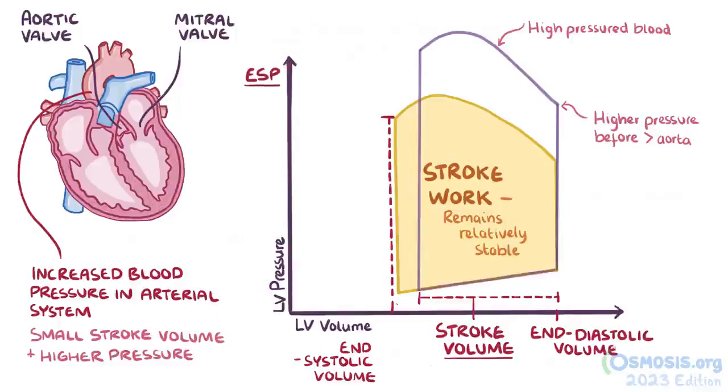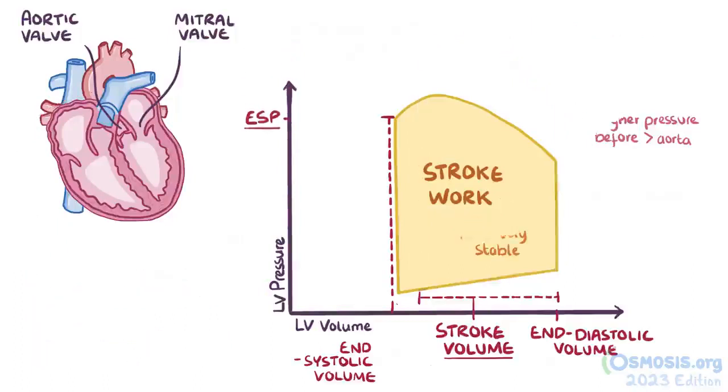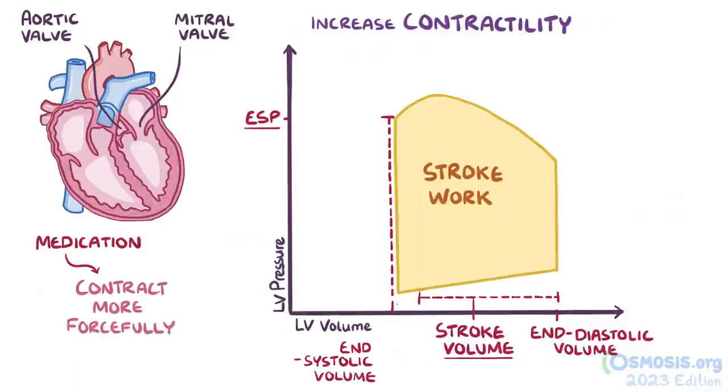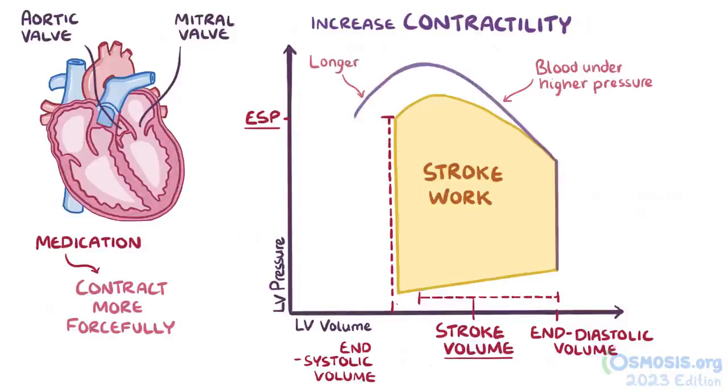So we've tried out two changes. Let's go for one last change and up the contractility by giving a medication that makes the heart contract more forcefully. Increased contractility means that during the ejection phase, the blood is under higher pressure, and so the ejection phase goes on for much longer. The ejection phase comes to an end when the left ventricular pressure is the same as the aortic pressure. So they have the same end systolic pressure, but now that point occurs with a much smaller left ventricular volume.